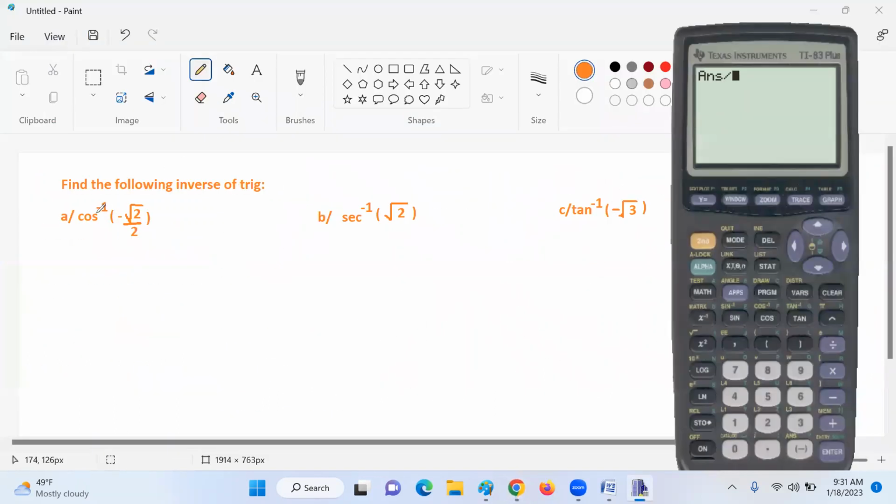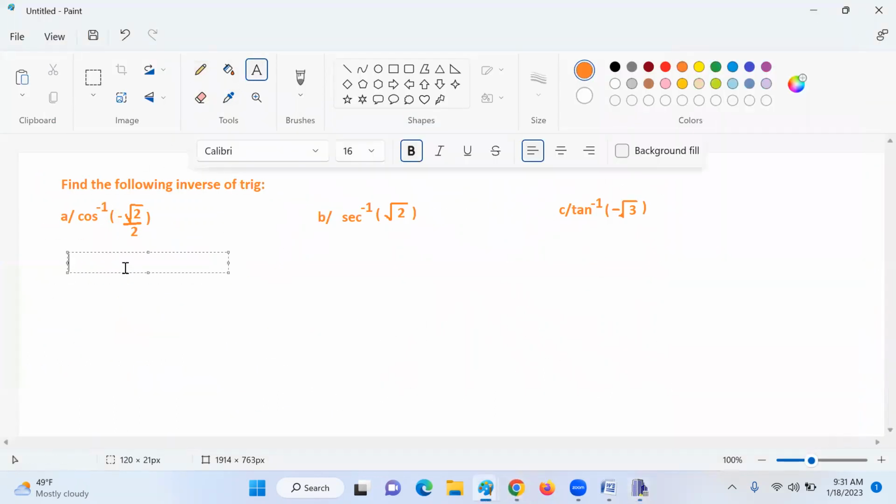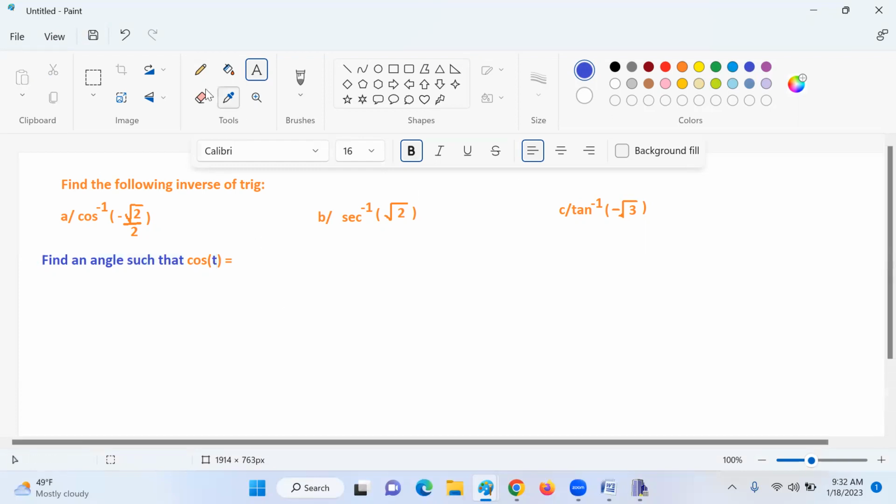So this is the cosine, right? We want to find an angle t such that the cosine of t equals negative radical 2/2. I'm going to change the color a little, so we make sure the angle gives us negative radical 2/2.